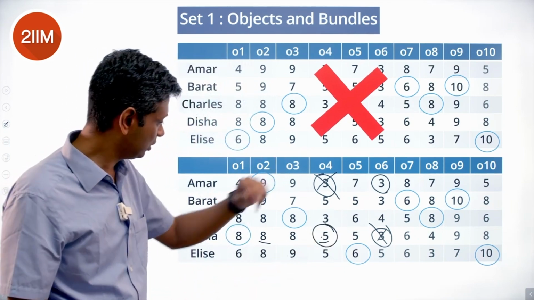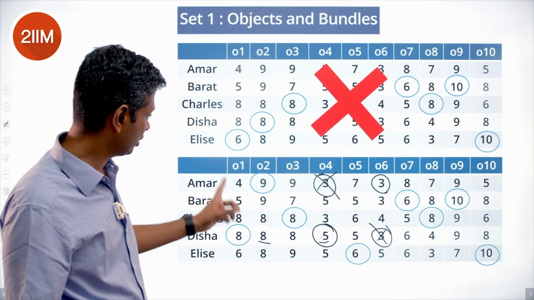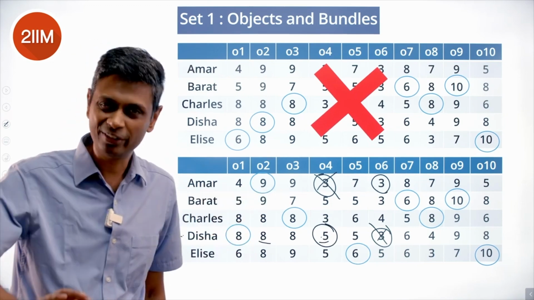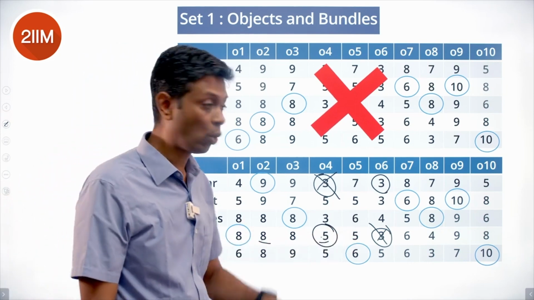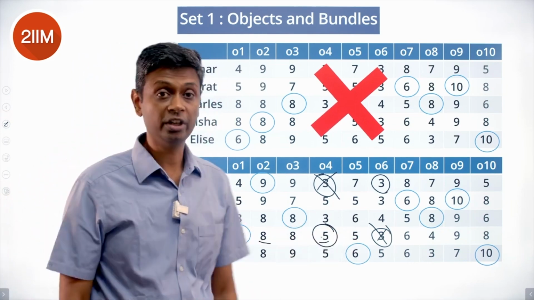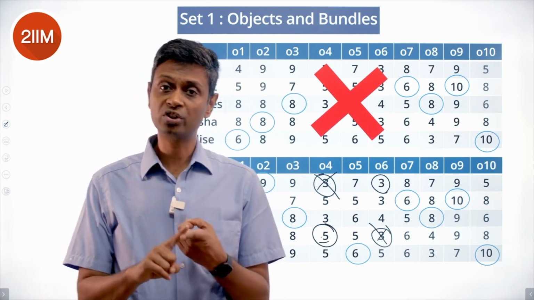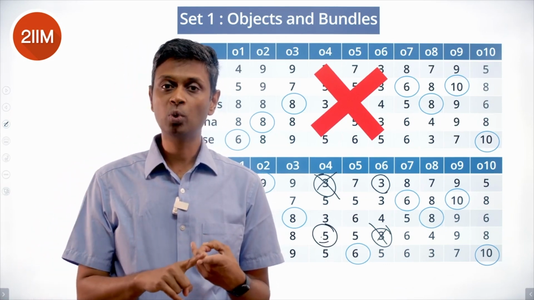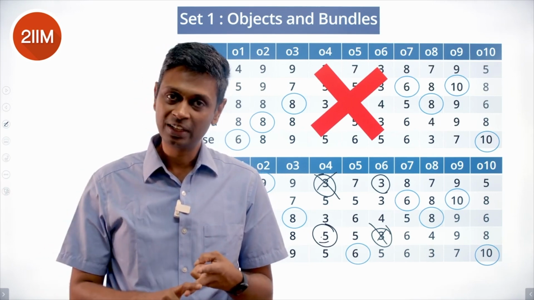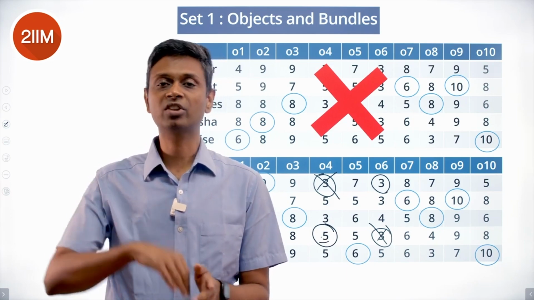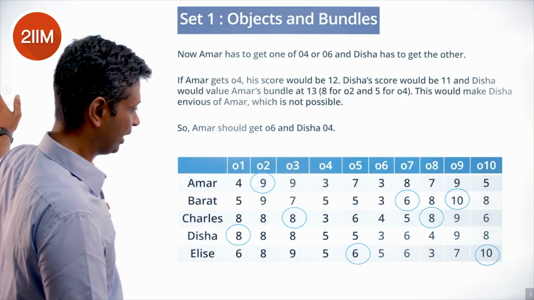Amar values his at 12, Disha values hers at 13. Amar looks at Disha's and says her value is 4 plus 3, only 7. Disha looks at Amar's and says his value is 8 plus 3, only 11, whereas I'm at 13, therefore better. This satisfies all conditions. No guy with a score of 16 envies anyone else. No one with sub 16 envies anyone who's sub 16. Some sub 16 envy some 16s, which is all right. So this is the possibility that we're going to end up with.